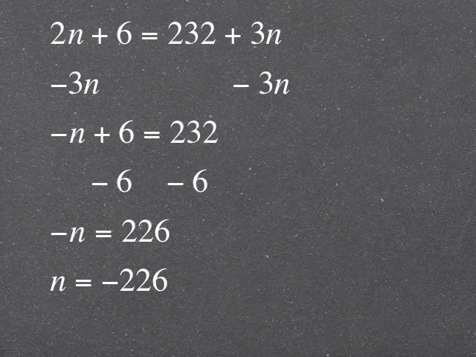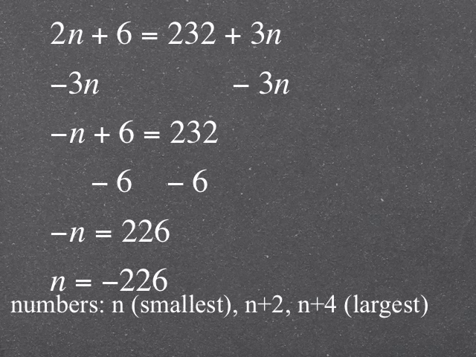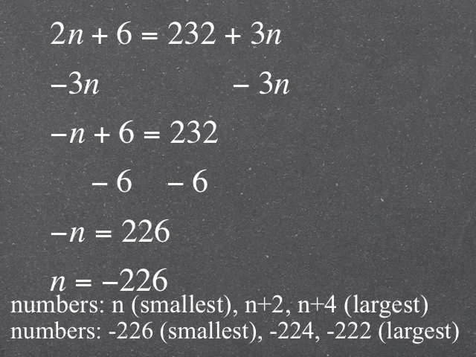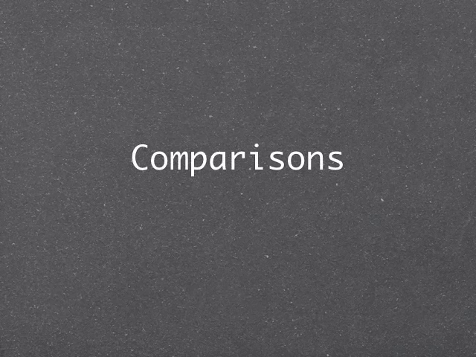Okay, here's the solution, and we get n is negative 226, so we go back and look at my key. My numbers are n, n plus 2, and n plus 4. So negative 226 would be my first number. Negative 224, don't forget how to use positives and negatives, would be my next number. And n plus 4 would be negative 222. That would be the biggest of the numbers. Okay, that takes us to comparisons, and we'll do that in the next video.